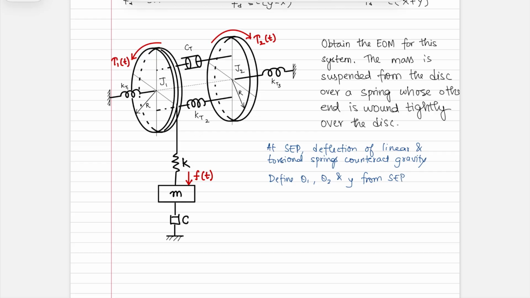And let's define a direction that is convenient. You can choose it in any way. I'm going to choose it as shown here. So from SEP, we're measuring theta 1 in this way. And from SEP, we're measuring theta 2 in this way. And let's say from SEP, we're measuring y in this way, downwards.